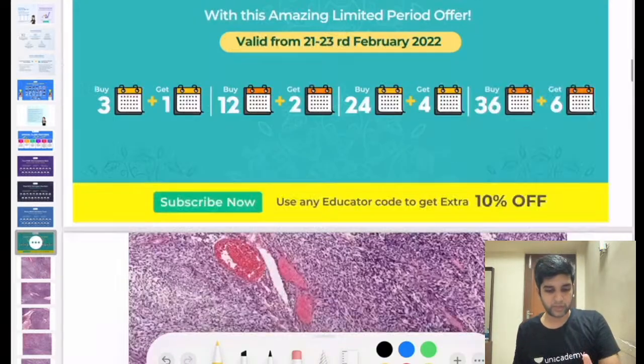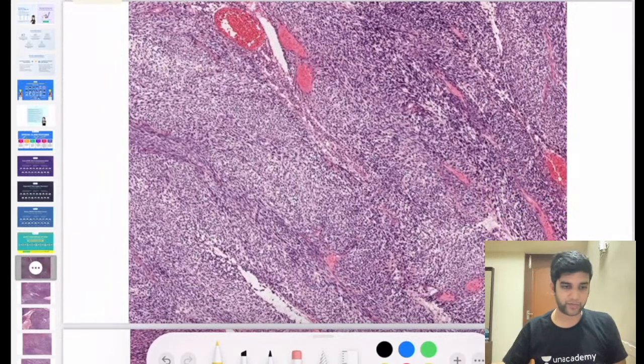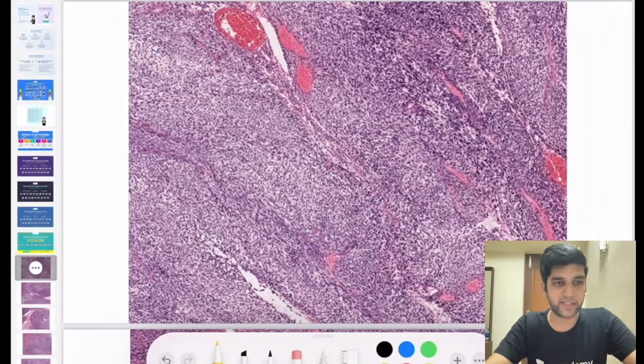So we'll start with a simple one. This was the case which came yesterday. The slides were ready yesterday. I was a bit anxious to see them, so I went there and took a few images as well. We have not worked up the case completely, but I have a provisional diagnosis. I've asked for a few IHCs, and I will update the IHCs in due course.